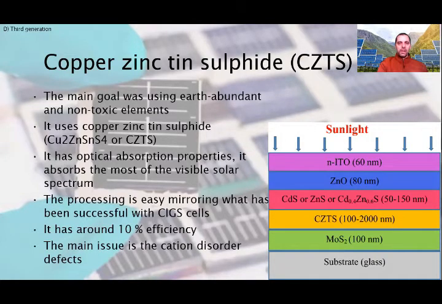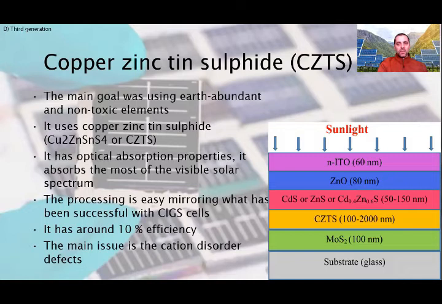CZTS has been prepared by a variety of vacuum and non-vacuum technologies. They mostly mirror what has been successful with CIGS cells. The current highest solar conversion efficiency for a solution-processed CZTS-based solar cell is 10%. For pure CZTS-based solar cells fabricated using a vacuum approach, efficiencies of 8.4% have been reported. Proven record lab cell efficiencies have attained 12.6%.